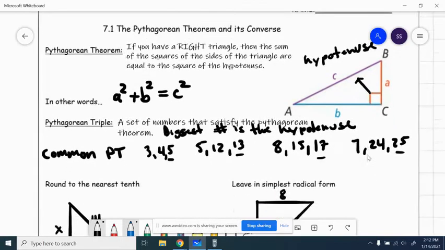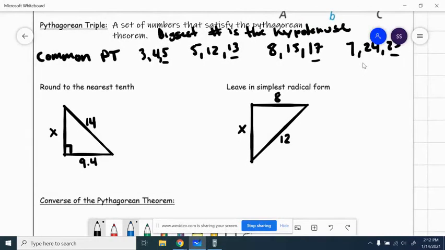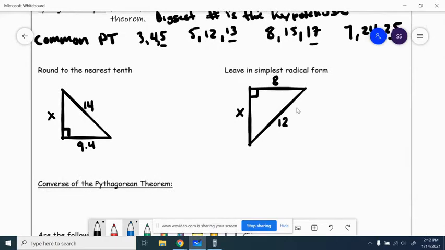Okay, so let's do some solving here. Let's take a look at these two right triangles here. Oop, I didn't put the box on this one. Got to have that. Okay, so there are two different ways to solve using the Pythagorean theorem. We can round to the nearest tenth, or we can leave it in the simplest radical form. Technically, leaving it in the simplest radical form is more of an exact answer. Rounding is going to give you an approximate answer, but if you keep it in the simplest radical form, that is going to be a more precise answer.